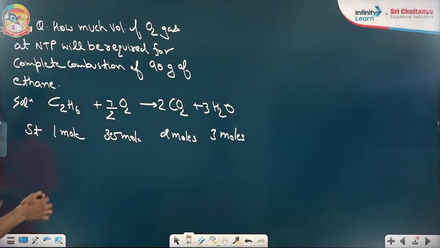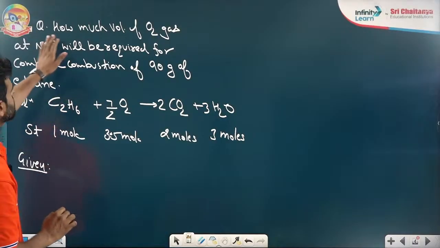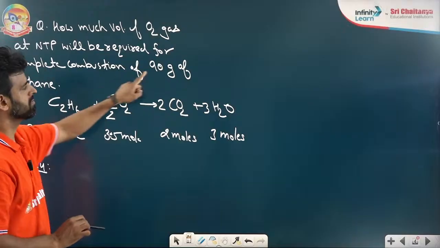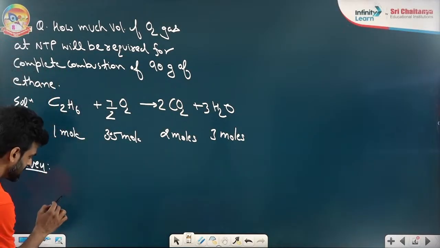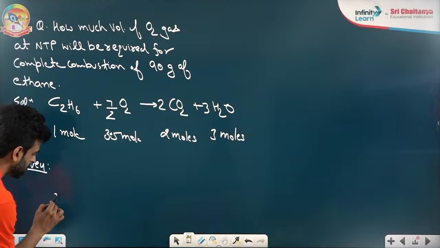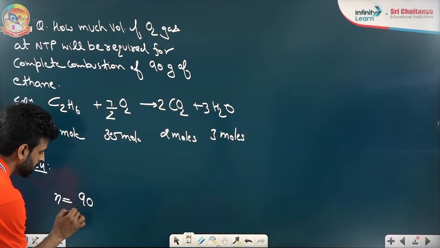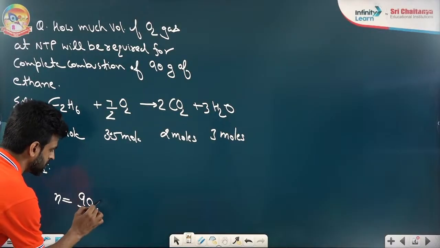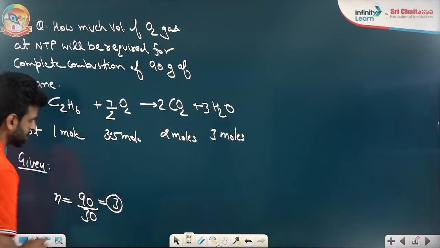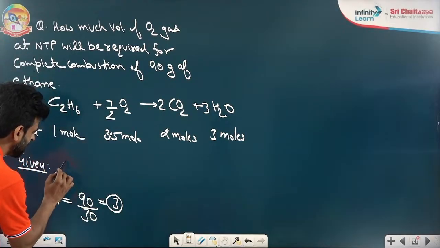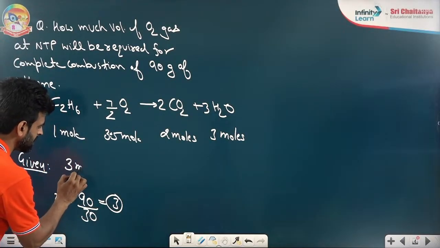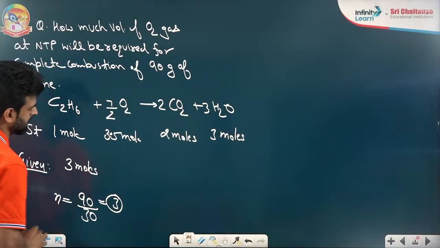Okay? Now, in the given question, have they given us moles directly? Are they giving us moles? No. They're asking us weight, 90 gram. Can you find the moles? Yes, we can find the moles. How we can find the moles? They gave me 90 gram. 90 divided by how much? 30. So how many moles coming? 3 moles coming, right? That means indirectly they are giving me 3 moles of ethane.